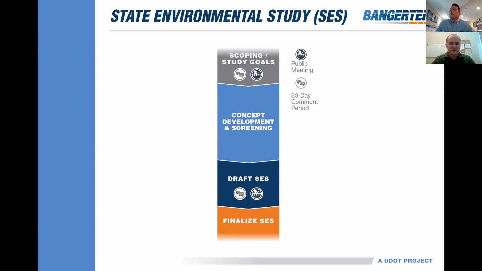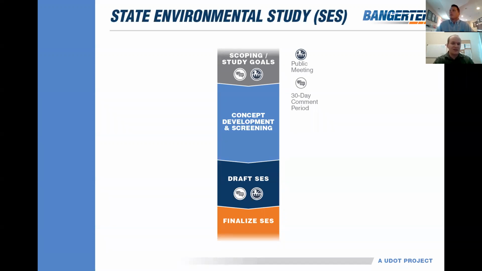The scoping process is followed by the development of concepts and designs that we help to screen against the study goals. The design concepts are screened against things such as the study goals, the impact to the natural and built environments. What that means is things such as the soils, the water quality, as well as residences and businesses. Humans are part of the environment, so we take that into account as well. And then the other thing that's screened against is engineering considerations, meaning if it's feasible, if it can actually be built, and the costs.